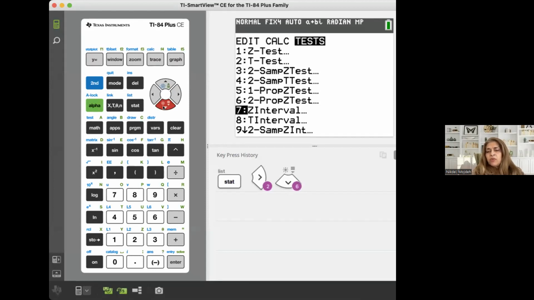This is ZInterval, no. TInterval, no. 2-SampZInt, no. 2-SampZInt is when your parameter is the mean, section 9.1. If you want to find a confidence interval for the mean when you have two populations, you pick that one. 2-SampTInt, no. This is for 9.2 and 9.3, which I did not cover. 1-PropZInt, no. We have two populations. 2-PropZInt, yes, we need B.